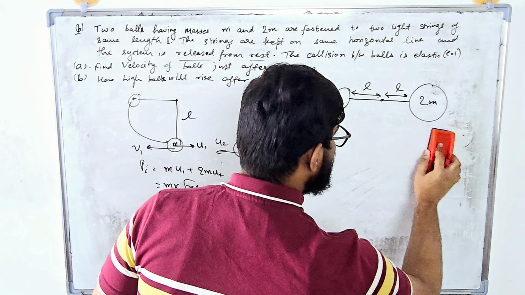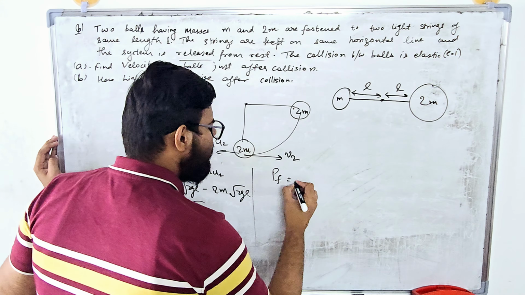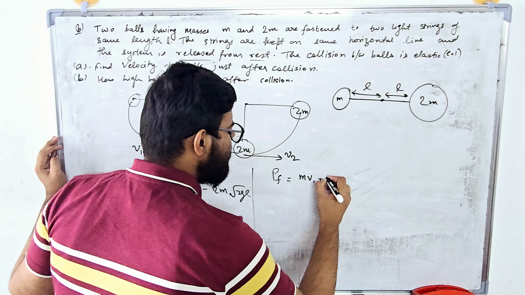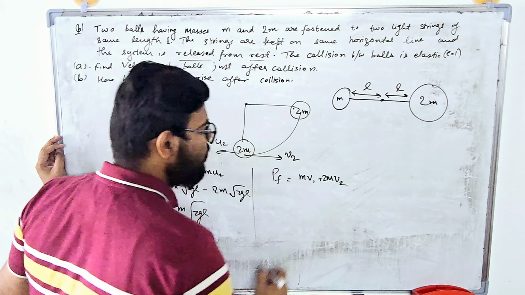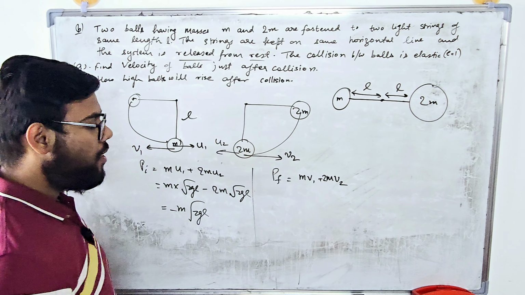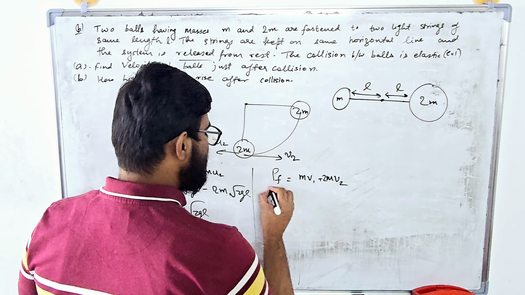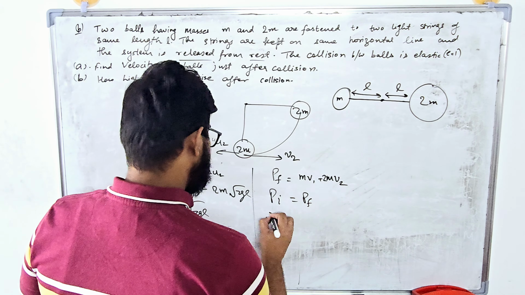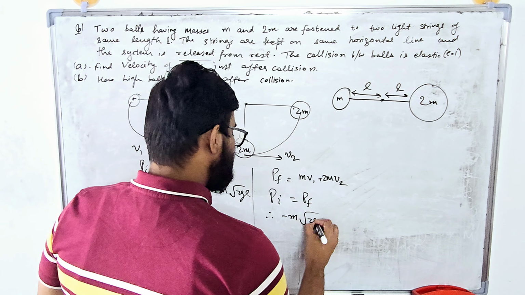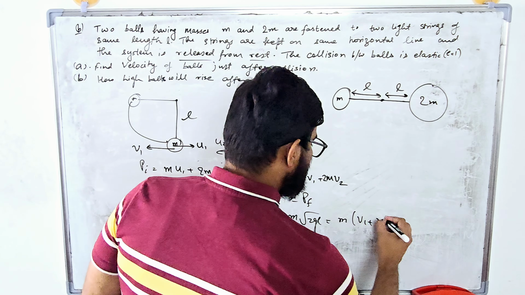And what is the final momentum? Well, let's see that also. The final momentum, P final, is equal to m v1 plus 2m v2, right? Correct. These two must be equal, so by the law of conservation of linear momentum, Pi is equal to Pf. Hence, we have negative m root 2gL is equal to m times the quantity v1 plus 2v2, right?